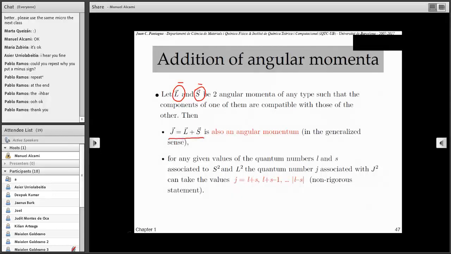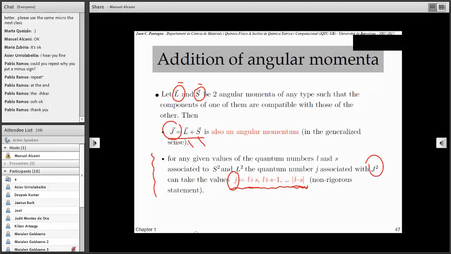Then if we represent with J the sum, then the quantum numbers corresponding to J squared can be related to the quantum numbers corresponding to L and S by the well-known series. J can take values from the sum to the difference in absolute value, descending one by one. Well, this is not a very rigorous statement, but this is a practical rule that allows, for instance, to obtain the spectral terms or to obtain the values of the total angular momentum of an atom.